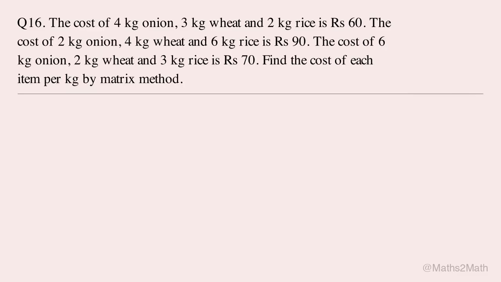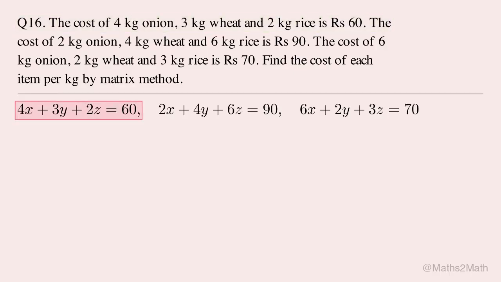Question 16, a word problem. 3 shopping trips with different quantities of onion, wheat, and rice, and 3 total bills. Let x, y, z be the per kilogram costs of onion, wheat, and rice. Each trip becomes one linear equation, translating the 3 purchases into equations in x, y, and z.